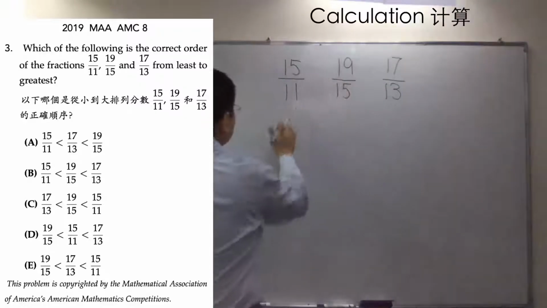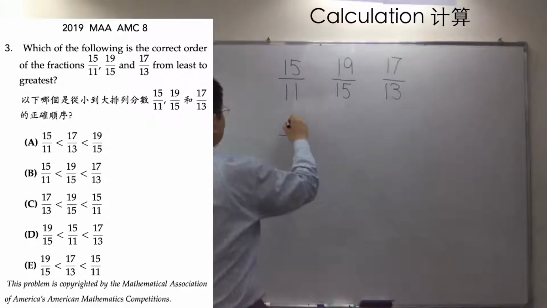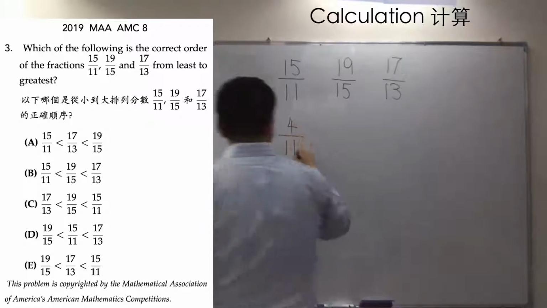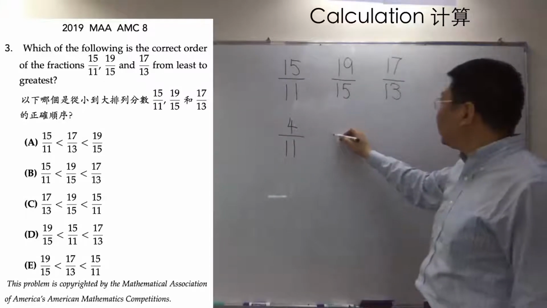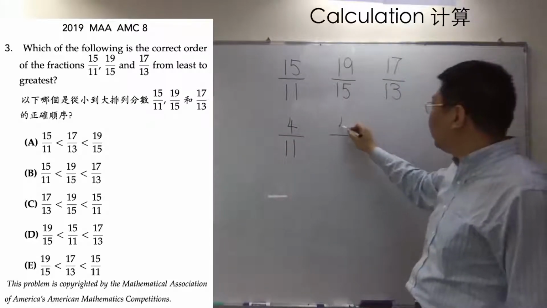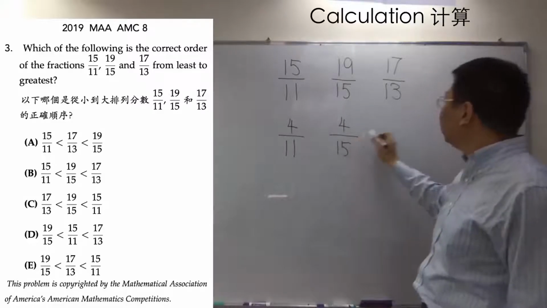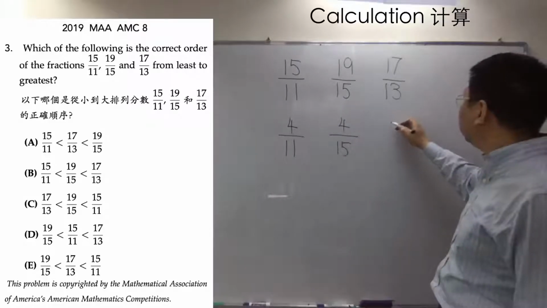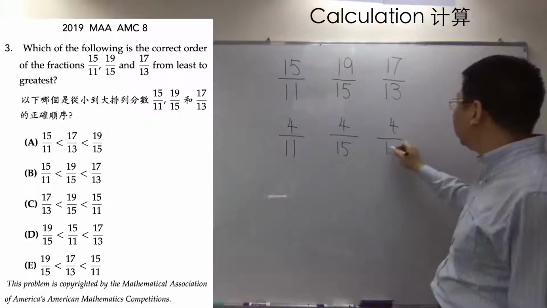So deduct 1 from the first one. 15 minus 11 is 4, so 4 over 11. And then deduct 1 from the second fraction. 19 minus 15, 4, 4 over 15. And then 17 minus 13 is also 4, so 4 over 13.